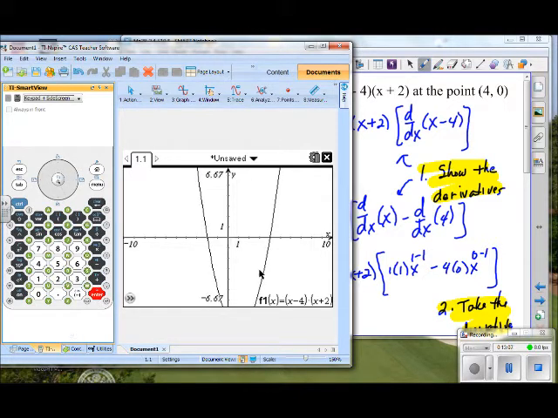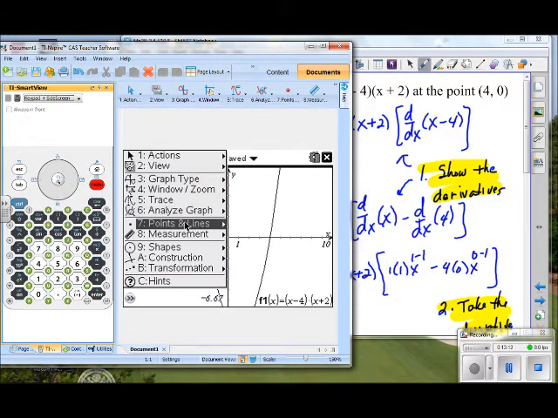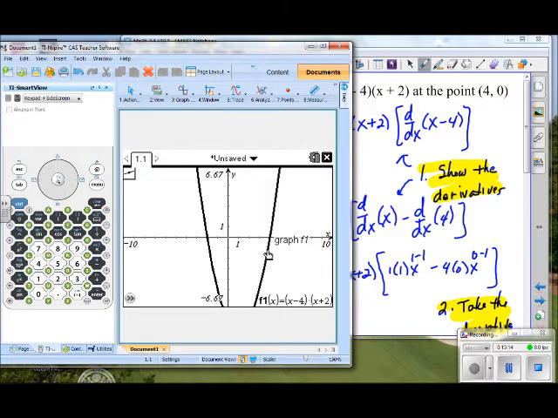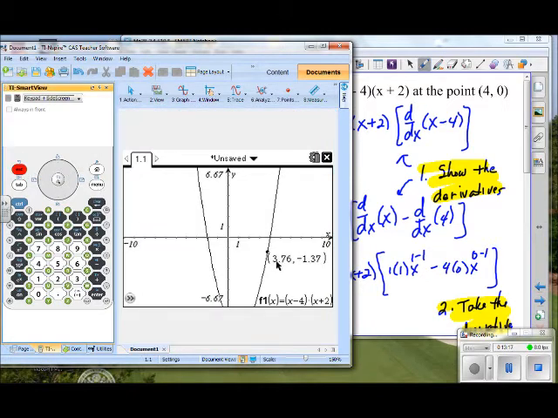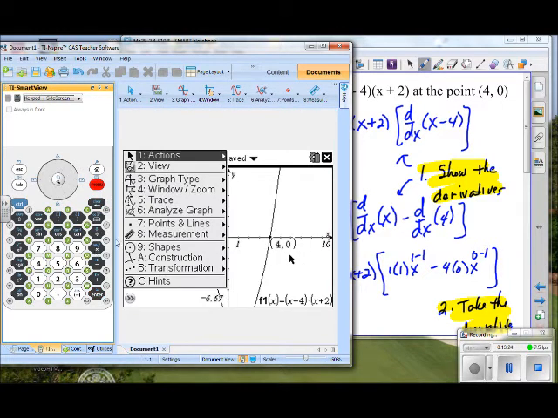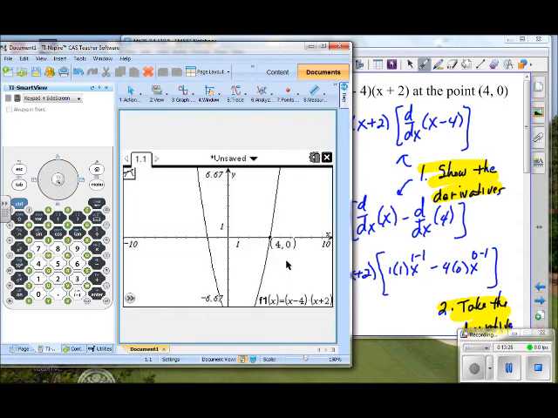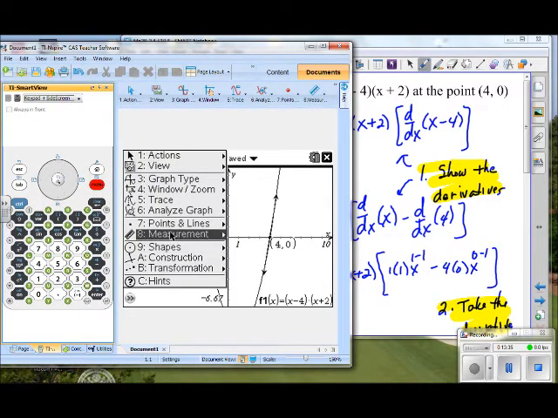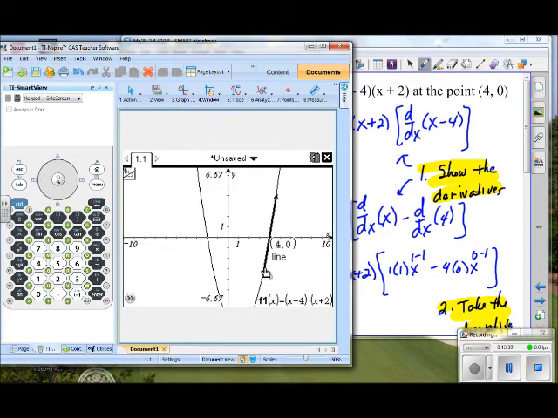And if we're looking at the point 4, we would then put a point on, and I'll just put the point there. I'm going to change the value of that, and then we'll draw a tangent to that at that point. And if we are looking then for the slope of that, we'll go in here to measurement, look at the slope of that line, and the slope of that line is 6.